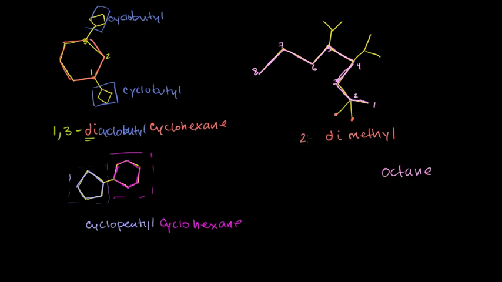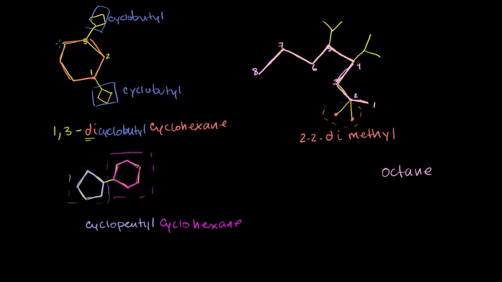So this is going to be 2, 2 dimethyl. That right there is 2, 2 dimethyl. We're going to decide what order to write it in after we figure out what these are called, because it has to be in alphabetical order. So this is 2, 2 dimethyl. The whole chain is an octane.